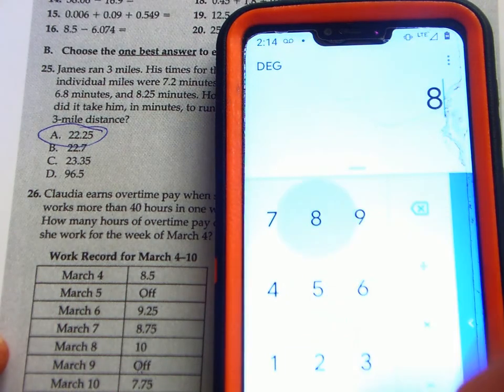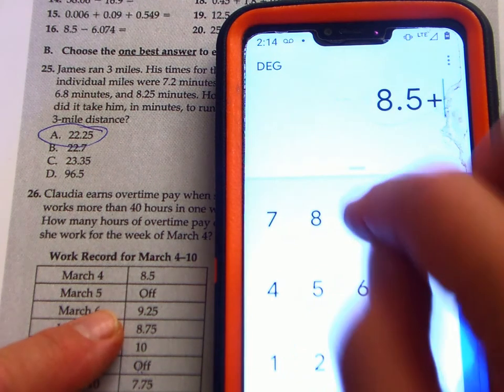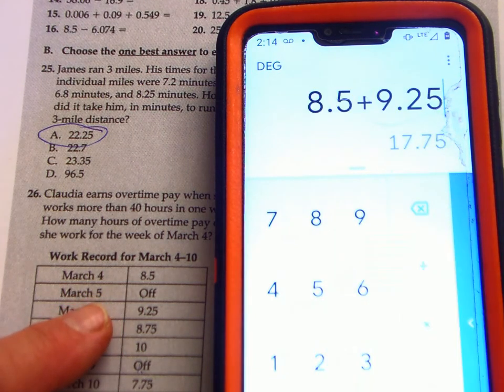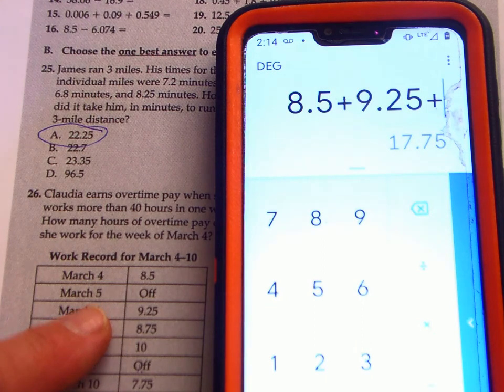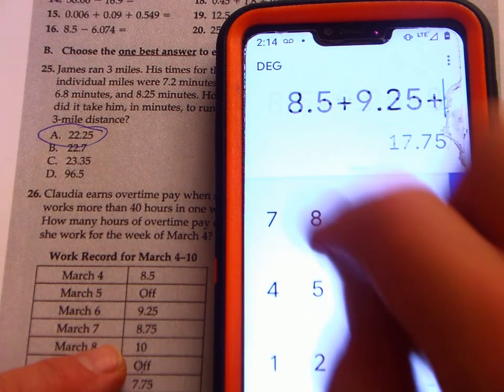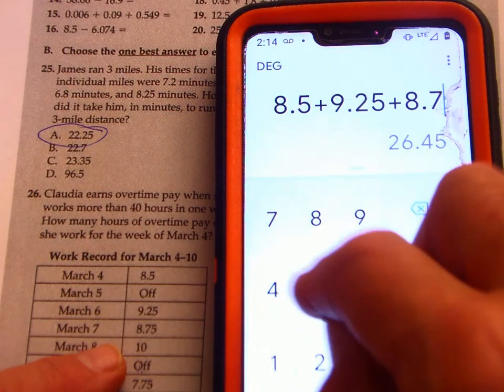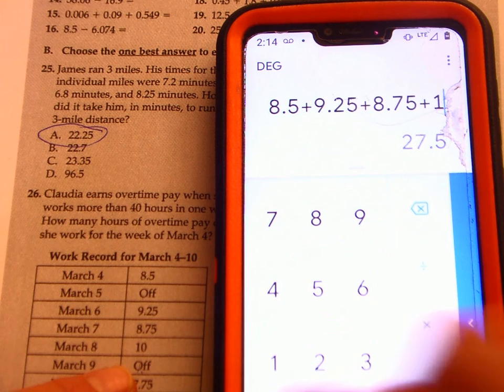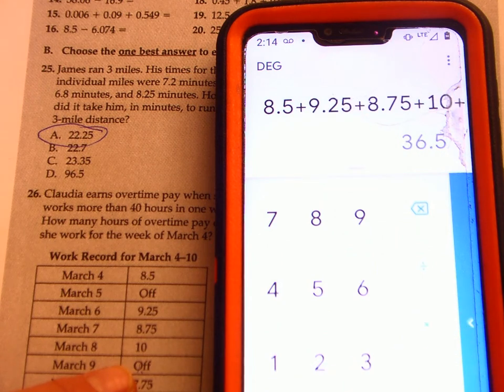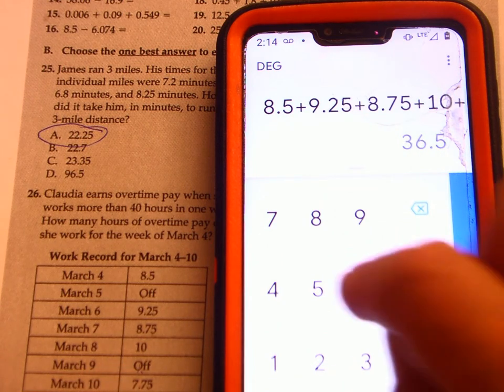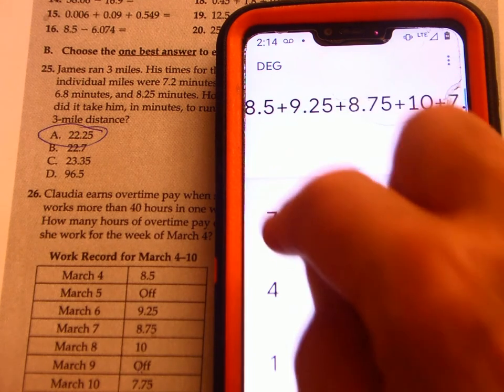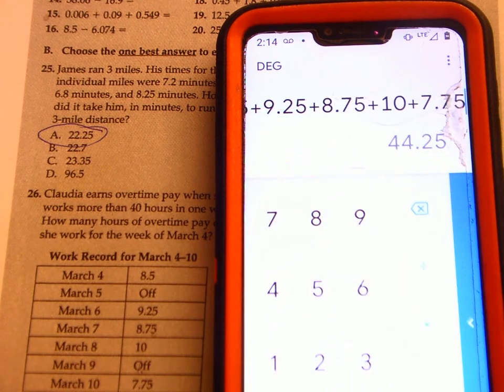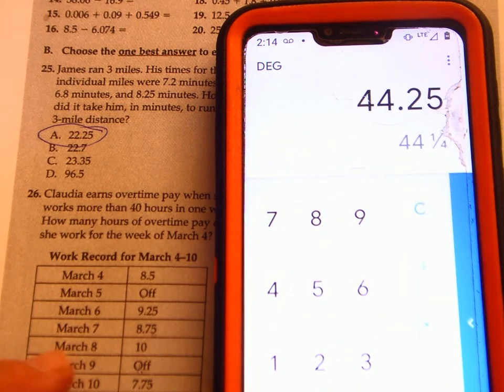8.5 plus 9.25 plus 8.75 plus 10 plus 7.75. And that's it. Equals 44.25.